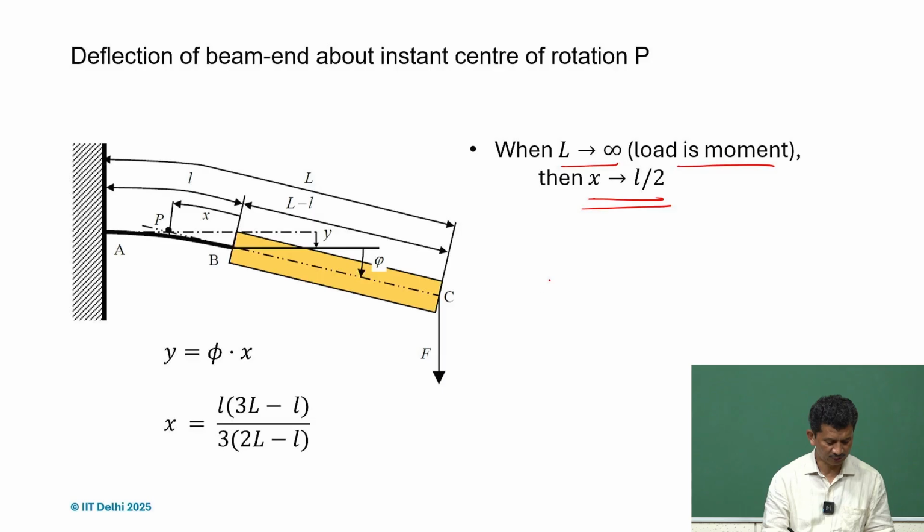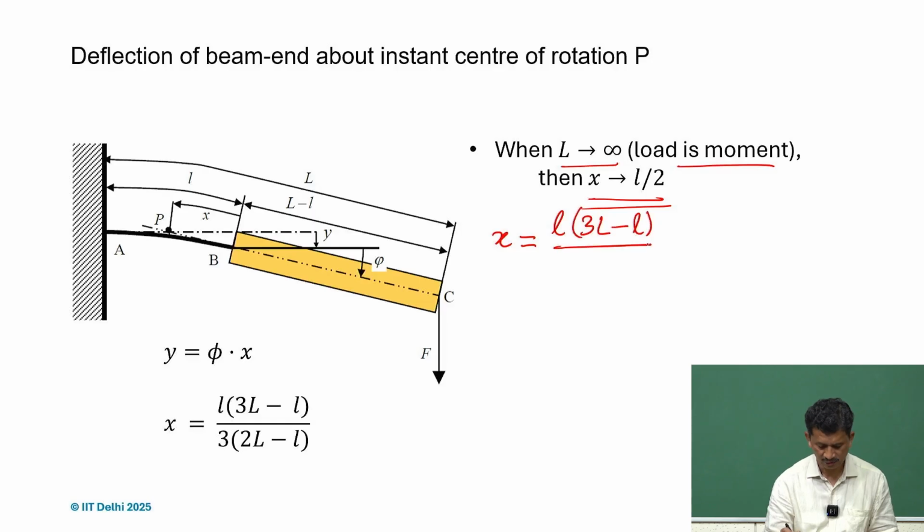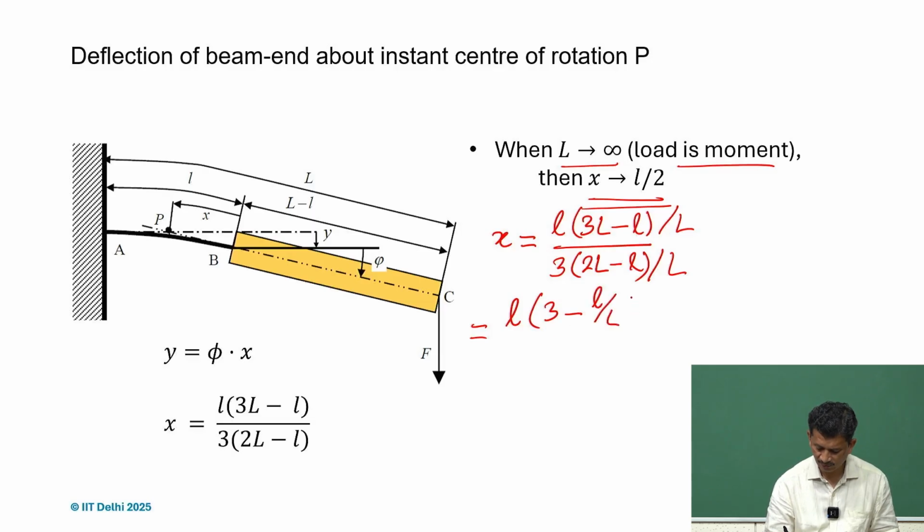So for that, what we can do is we have x, and we can just quickly do this. What we can do is just divide by capital L. So what we get is 3L minus small l cancelled inside, and this small l over L divided by 3, 2 minus small l by capital L.